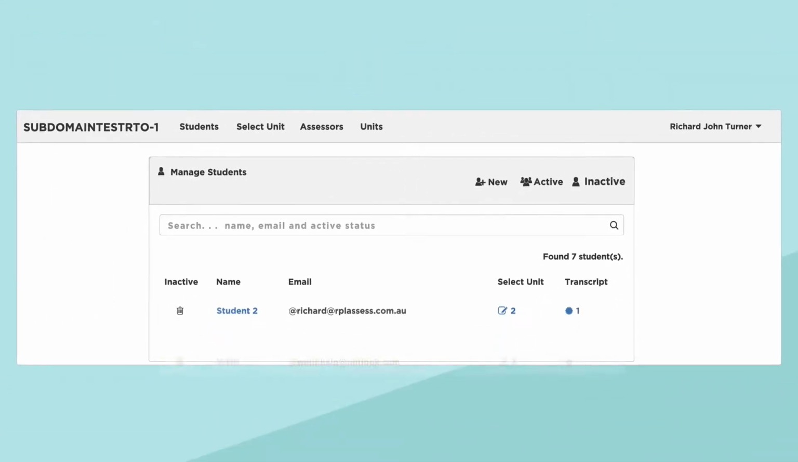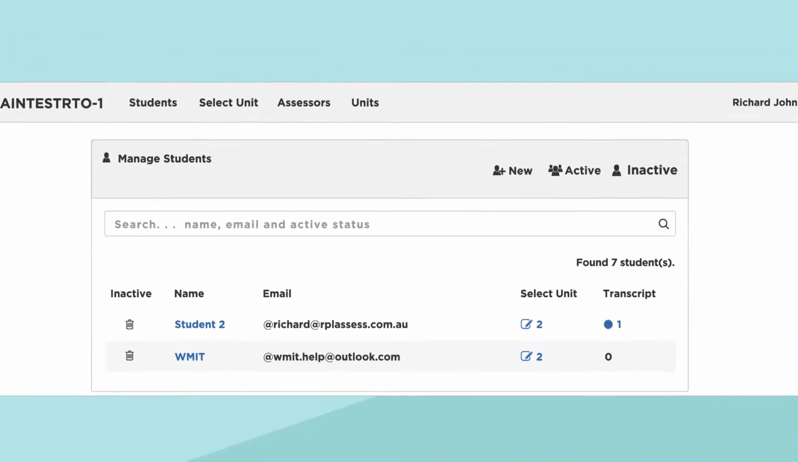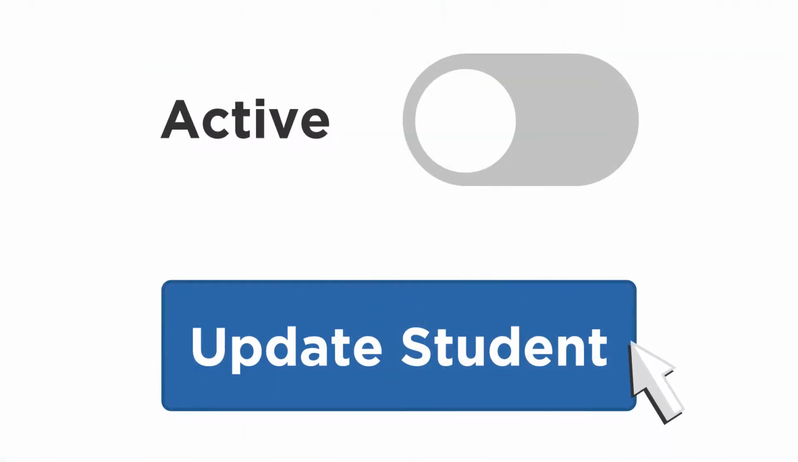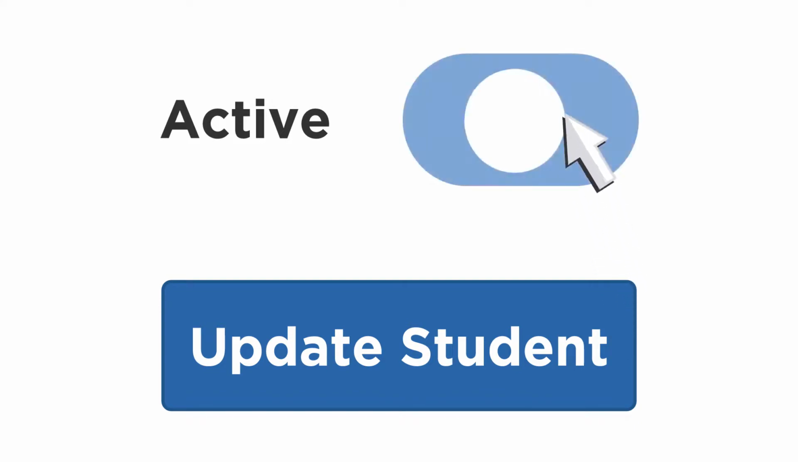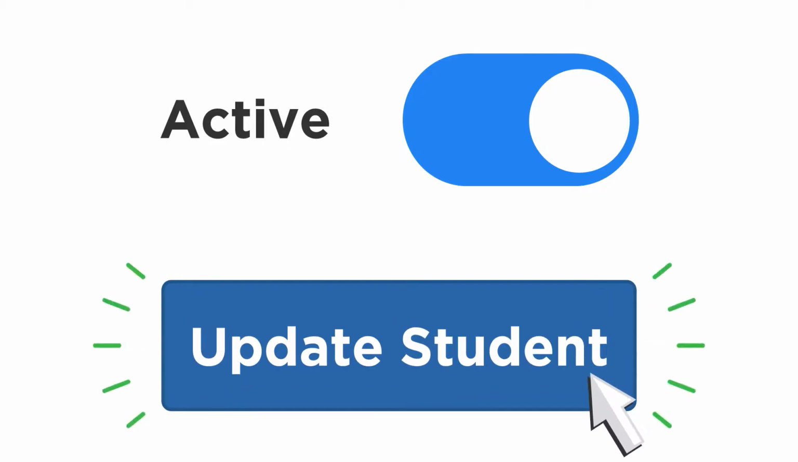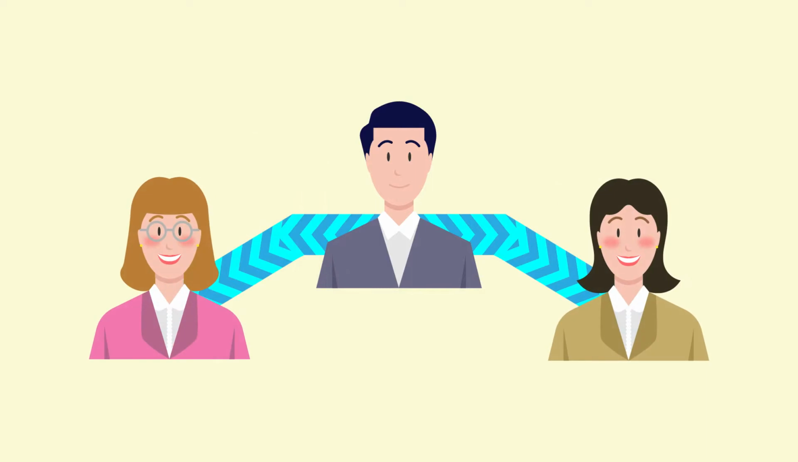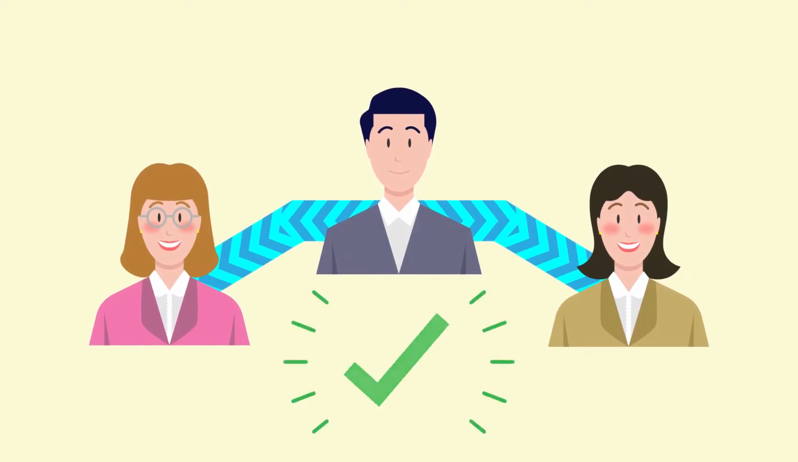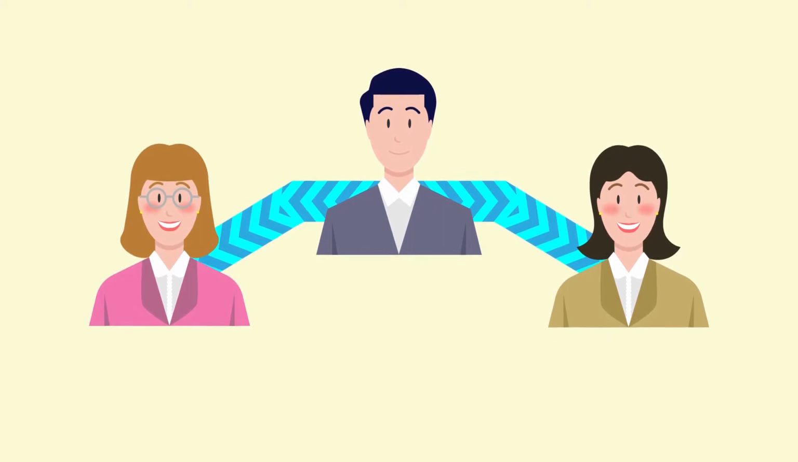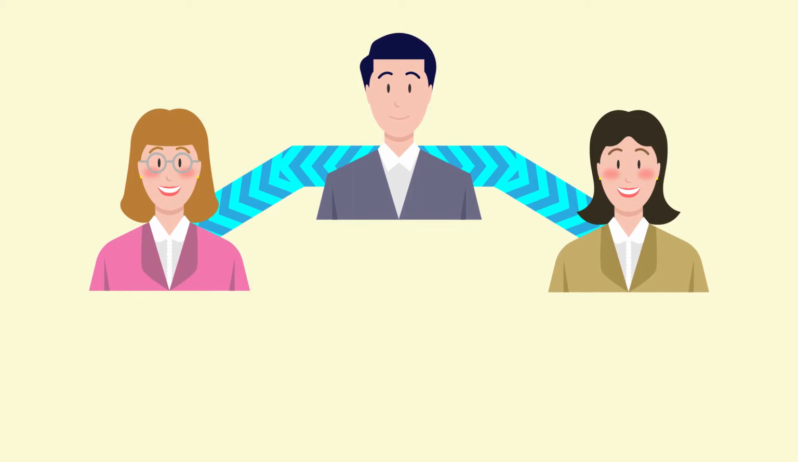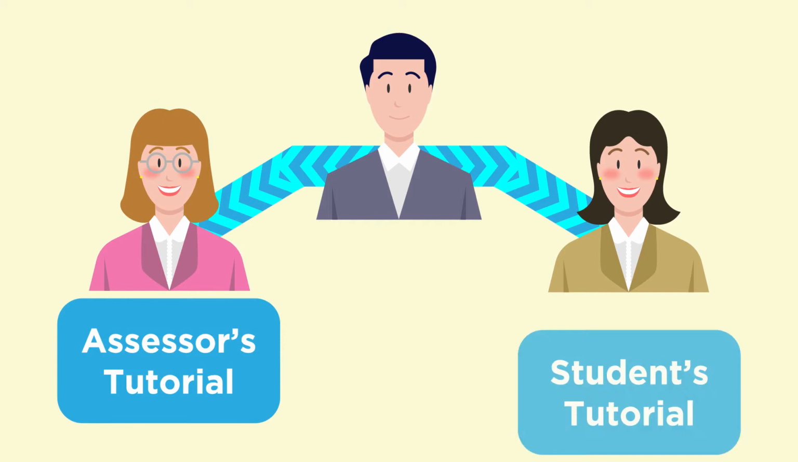Your student is added to the inactive list and is hidden from your active students. If you'd like to return the student to active status, simply reverse the process. Swipe the active icon to blue and Update Student. That's it. You're now connected with your assessors and students and can proactively manage their roles in the RPL assessment process. To understand the assessor's workflow in more detail and to become familiar with the student's role, please view Assessor's Tutorial, Student's Tutorial.